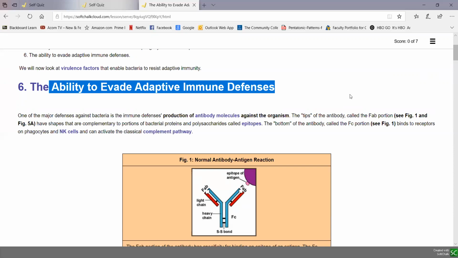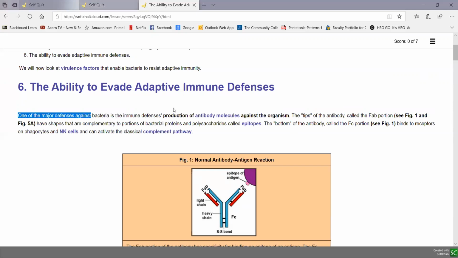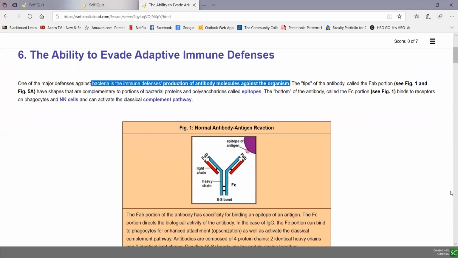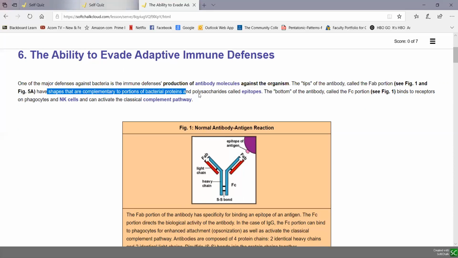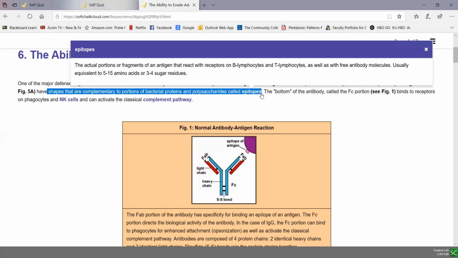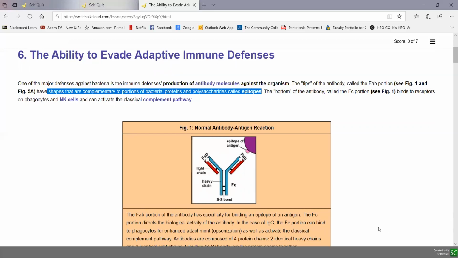So one of our major defenses against bacteria during humoral immunity is the production of antibody molecules against the organism. And as we've learned, the tips of the antibody, called the FAB or antigen binding fragment, as we see in Figure 1, have a three-dimensional shape that's complementary to some epitope of some protein or polysaccharide antigen.